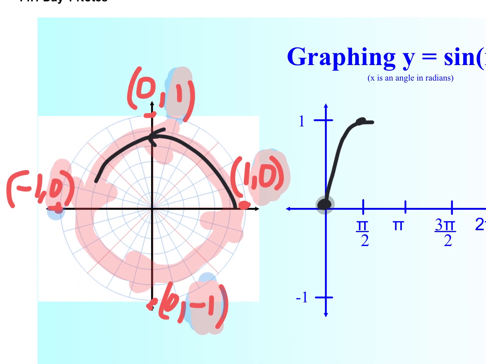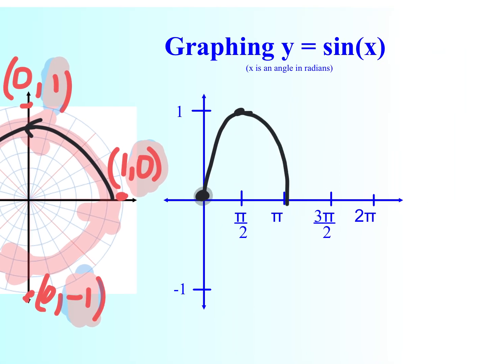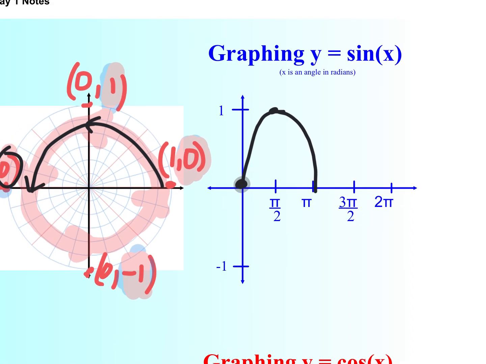When we hit pi, it goes back to 0. And then when we get to -1, we're at 3 pi over 2. We're at -1. And then when we go back to 0 again, is at 2 pi. 2 pi and 0 match up, and there you go. That's what sine looks like.